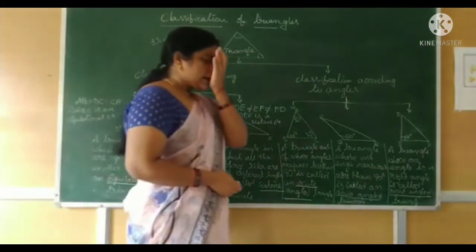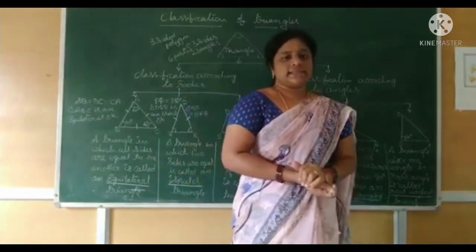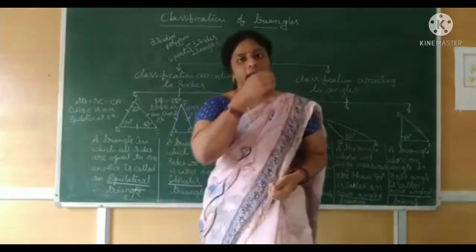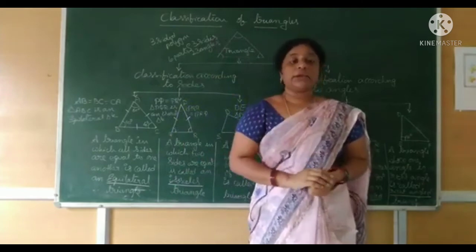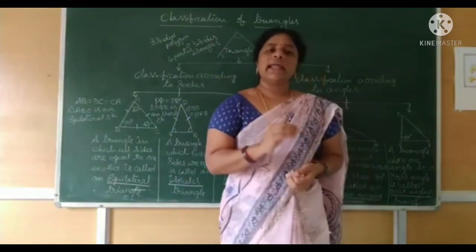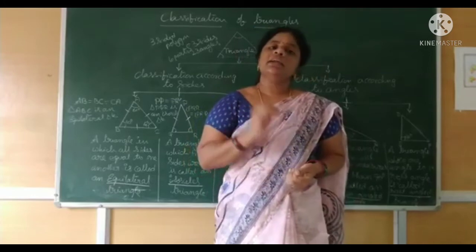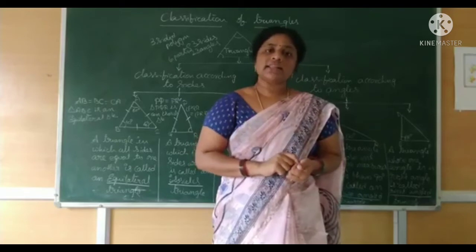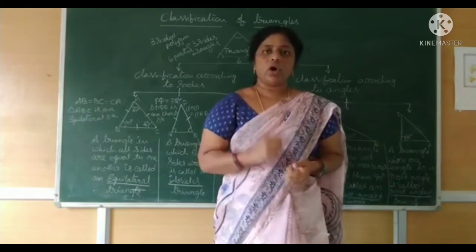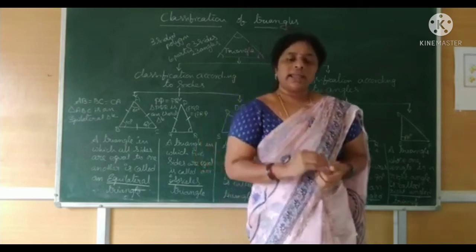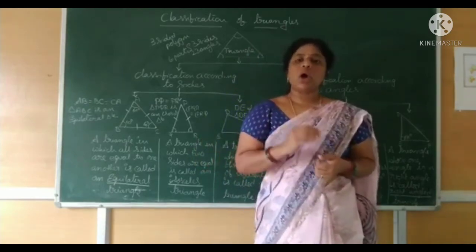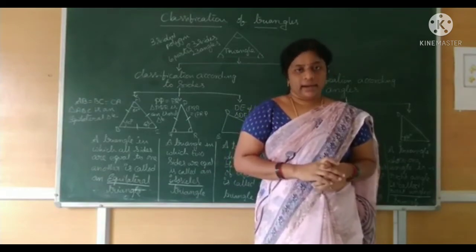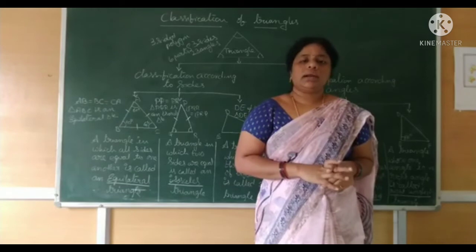Now coming to classification of triangles according to angles. First of all, acute angled triangle. Acute means less than 90 degrees. A triangle in which all the three angles are less than 90 degrees is said to be an acute angled triangle, or simply acute triangle.